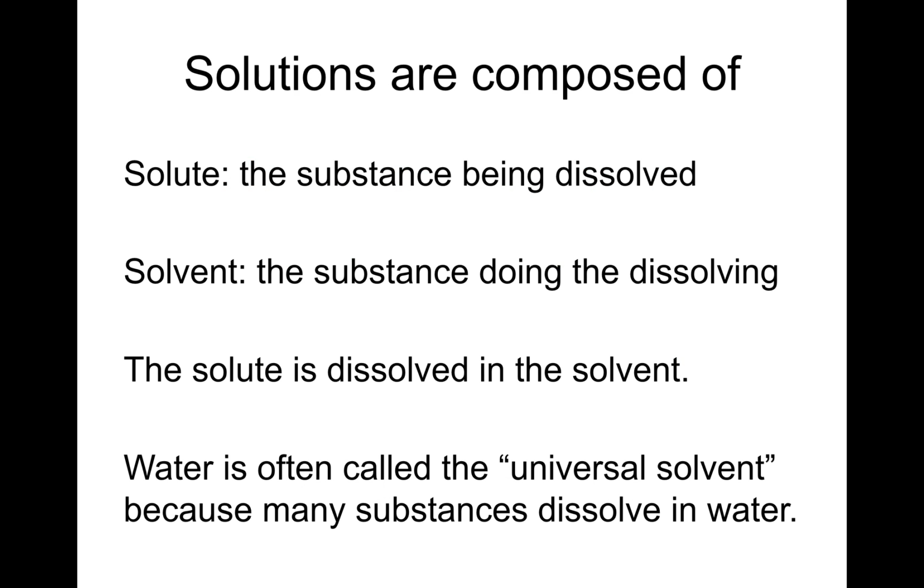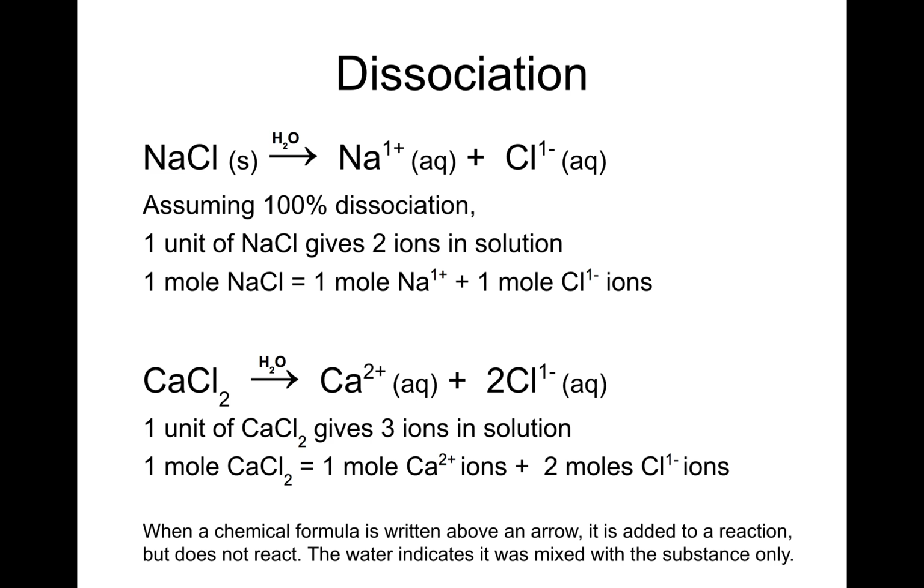All right, so we need to talk about what a solution is so we can talk about what happens. A number of different things happen in solution. To make a solution, you need a solute, the substance being dissolved, and a solvent, the substance doing the dissolving. The solute is dissolved in the solvent. Most of the time in chemistry, we use water as the solvent, and it's considered the universal solvent because many substances will dissolve in water. And when they dissolve in water, they dissociate.